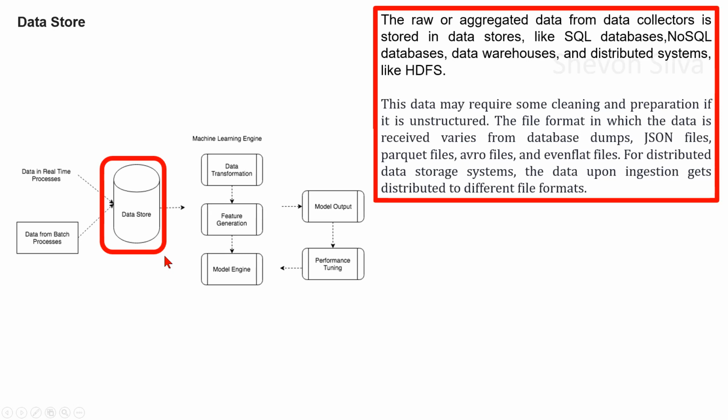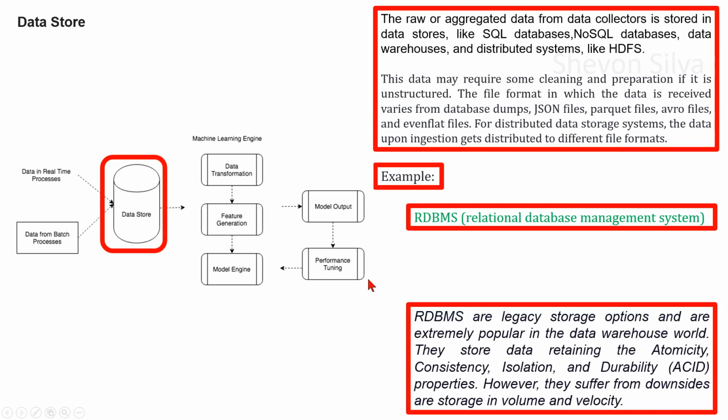The file format in which the data is received varies from database dumps, JSON files, Parquet files, AVRO files, and even flat files. For distributed data storage system, the data upon ingestion gets distributed to different file formats. As an example, we can consider RDBMS, Relational Database Management Systems.